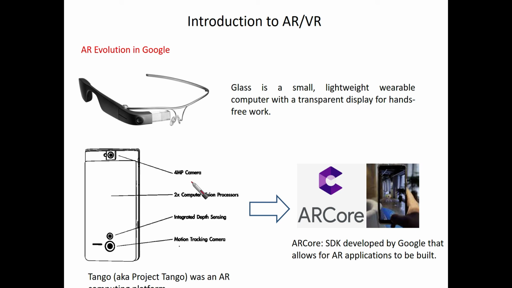Then later on, they came up with something called Tango, or sometimes we say Project Tango, because it was in the testing phase. In a true sense, it was an AR computing platform. This was a smartphone, but they included a special motion tracking camera and depth sensing camera and some sensors, and also some powerful computer vision processors, right? So these are some specialized hardware, and then they built some specialized software to utilize this hardware for the augmented reality functions.